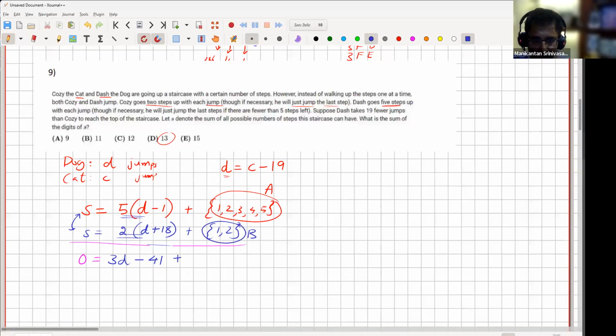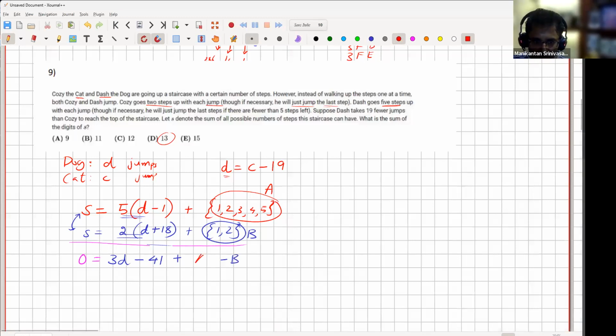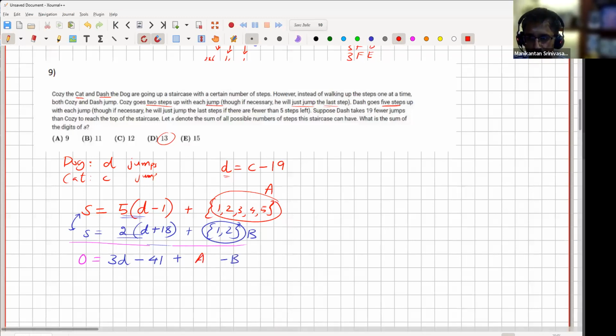Okay, so when you are subtracting, we have a minus B and we have a plus A, right? So A is some number in group A and B is some number in group B. Are all of us clear so far?